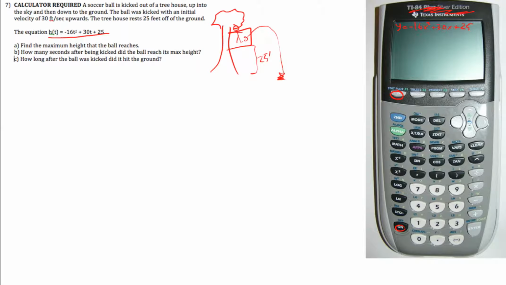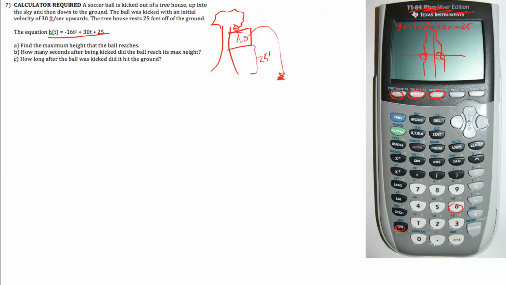If you hit zoom 6 to get the standard graphing window, you're going to get a 10 by 10 grid, and your graph is going to look something like jagged lines that go up like that. Which actually is okay, because we can see both of our x-intercepts. We can't see our vertex though, which is somewhere up here, and we need that vertex. So we want to adjust our window a little bit.